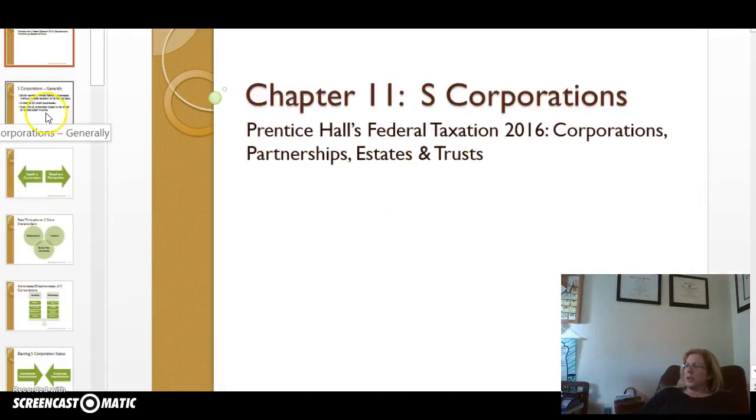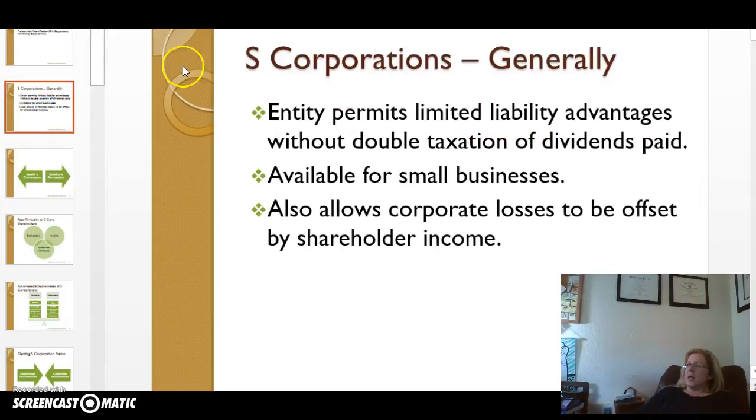And then finally, Chapter 11 covers S corporations. This is an entity that is able to take advantage of the limited liability without having the double taxation of the dividends that are paid. Because when a corporation issues dividends, the corporation is paying income tax on those dividends, and then the shareholder that received the dividends, they are also going to pay tax on those dividends. So it's a double taxation.